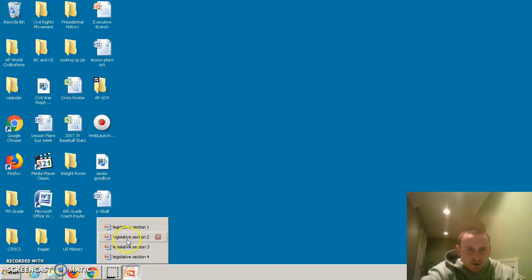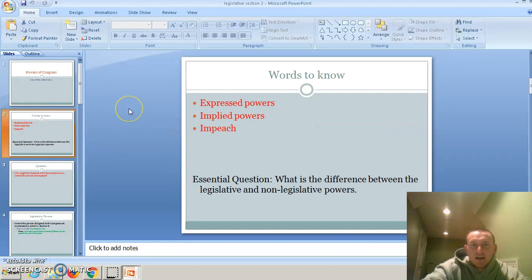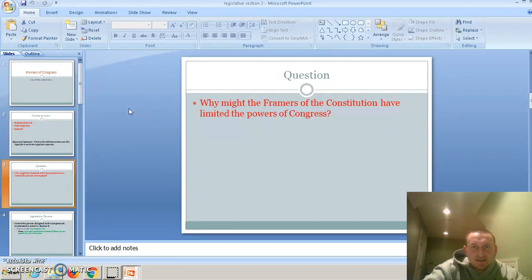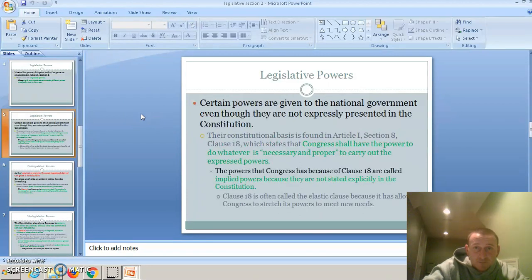Alright, let's get section 2. Okay, the powers of Congress. I'll leave them there. We'll work through this. Okay? Express and implied, impeach. Okay, you should answer that. Express powers. Okay, in our Constitution, there are specific powers given to Congress. Those are called express. Just a word you got to remember.